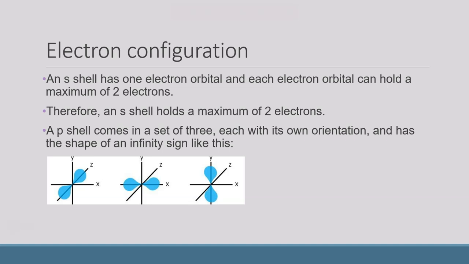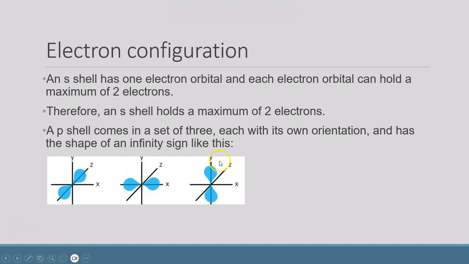A P shell, well, the shell again is just an area where there's a high probability of finding an electron, but the P shell has a different shape. So the shape within which there's a high probability of finding an electron is not a sphere. It looks like an 8 or an infinity sign. Now, a P shell always comes in a set of 3. There's an orientation along the X, an orientation along the Y, and a 3-dimensional orientation along the Z.